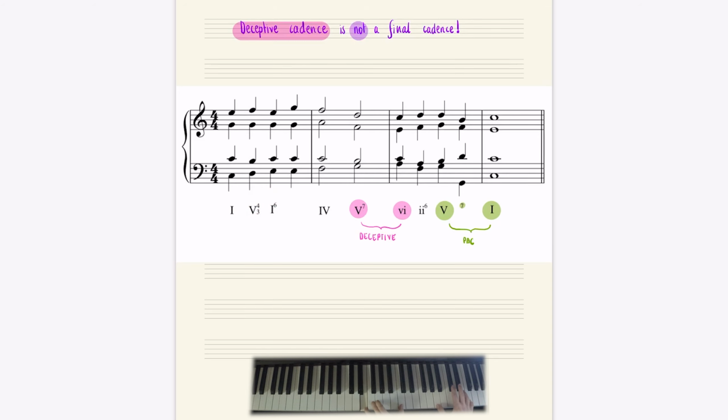Then we have the predominant 4, then the dominant 7th chord, and then instead of chord 1 we have chord 6, which deceives us and makes us continue with 2, 6, another predominant, then the dominant 7th, and the final resolution into 1.